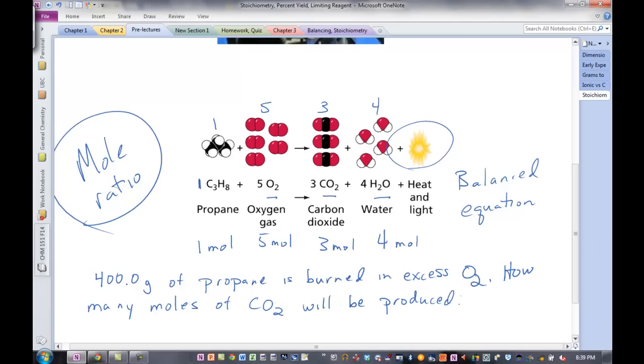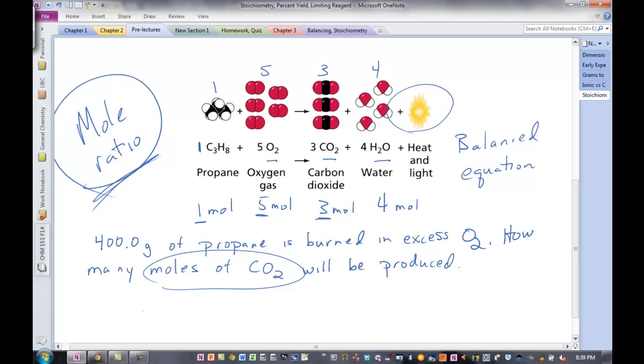Okay, so here's your typical stoichiometry problem. You're starting with a certain amount of reactant. We want to know how much product is produced. All right. Now, what's the key? Mole ratio. So we don't have moles of propane, so we can't yet go to moles of CO2. We need moles of propane because we know the mole ratio, right? For every 1 mole of propane that reacts, we're going to produce 3 moles of carbon dioxide. But we don't know how many moles of propane that we have. So that's the first thing that we need to do.